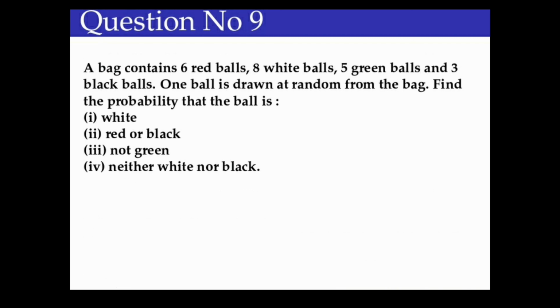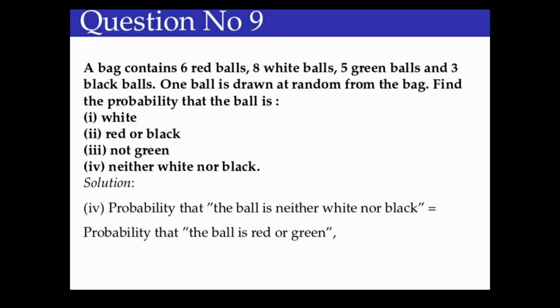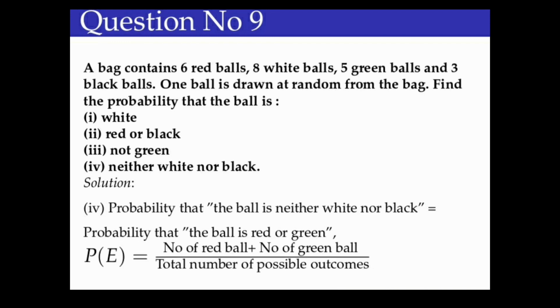Now this part 4 says what is the probability that the ball is neither white nor black. So here the event E is the sentence in the first inverted commas, which is the ball is neither white nor black. If the ball is neither white nor black, then it has to be either red or green, because total 4 colors are there in the bag. Okay. Now the event E becomes the ball is red or green. So the number of favorable outcomes is the number of red balls plus the number of green balls. So the answer is 11 by 22, which is half.